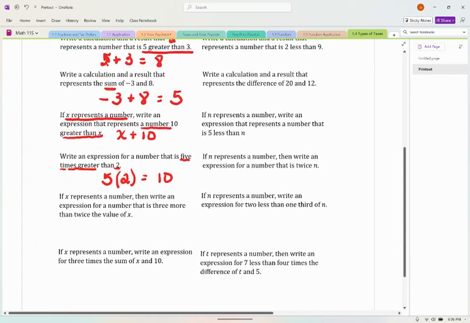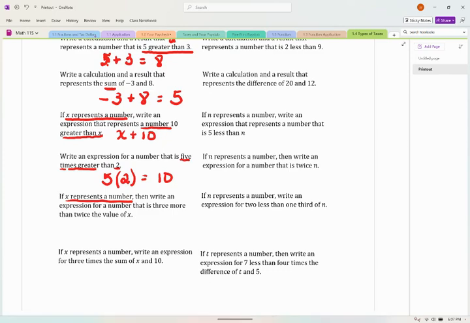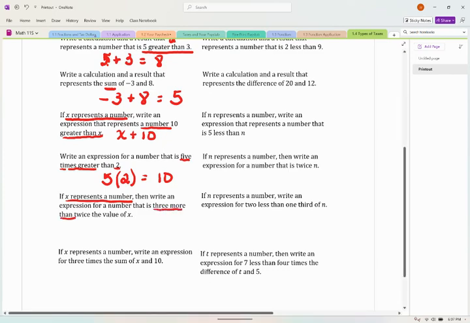Okay. If x represents a number, then write an expression for a number that is 3 more than twice the value of x. I like to go in order. Well, this is the number 3. More than means to add. Twice the value of x, 2x. I like to put the variable first, so 2x plus 3.